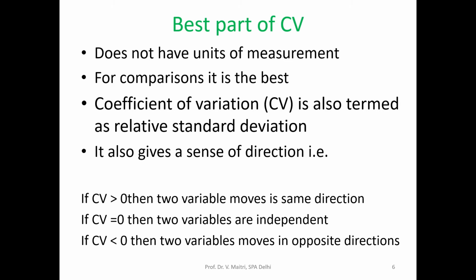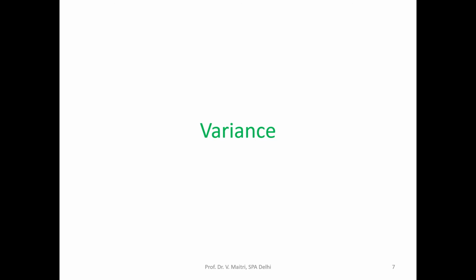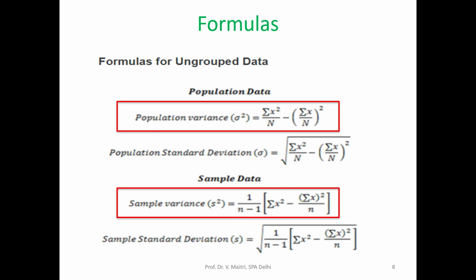So I thought that it should also be added. The next is the variance, and we know that variance is also a very good measurement of variability. Today I am only talking about ungrouped data; the same thing is also applicable for grouped frequency data. Here the formulas are population variance and sample variance. But in the sample variance, we are using n-1. Small n is a sample subset of capital N.